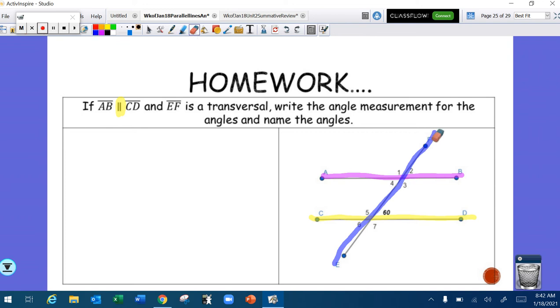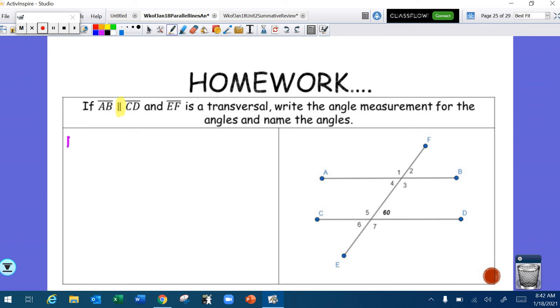All right, so this wants us to write the angle measurements and name the angles. Anytime you're given these problems, you're going to be given something that's going to help you figure out where to go and how to do it. So right here, we have angle 60. At angle 60, you can start here. I'm going to start in the easiest spot and say angle 60 and angle 6 are the same measurement.